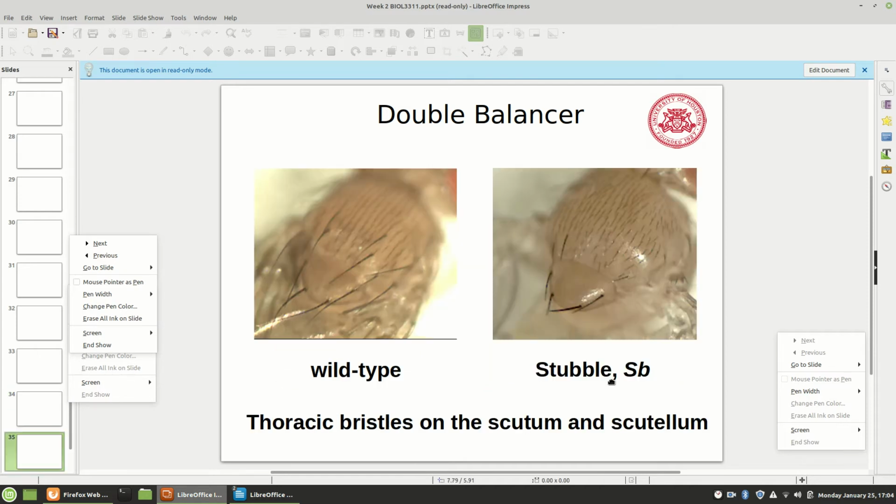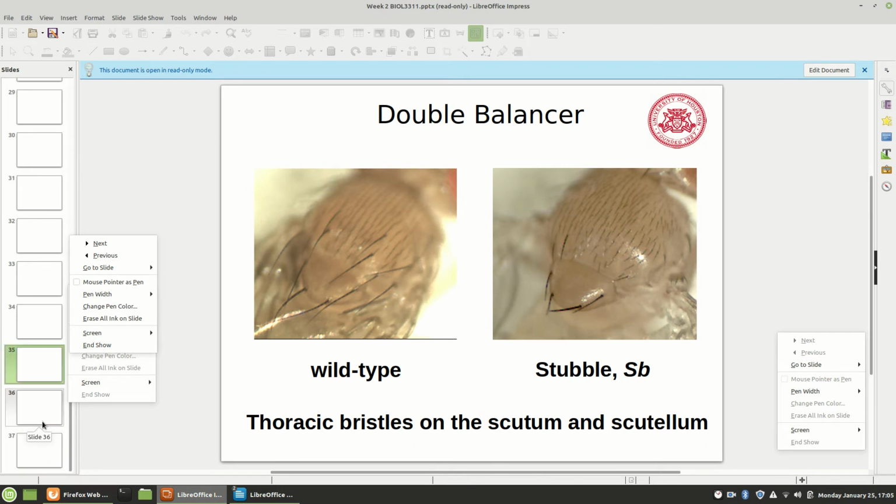Here's wild type, and here's one with stubble. So you can see this one has more hairs on its back. Or whatever, more long hairs anyhow. This one just has them down here, not so many up here. And so this is stubble. This is a mutation, and they call them thoracic bristles on the scutum or scutellum, and that's just the location here, the back. So on its back, this one has a hairier back than this one. That's kind of the way you can say that in non-technical terms.